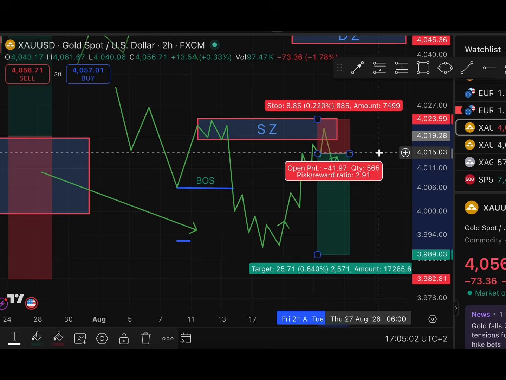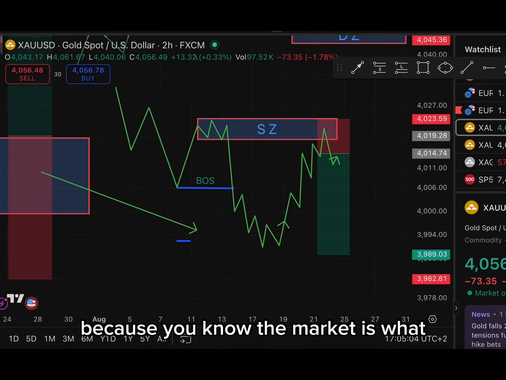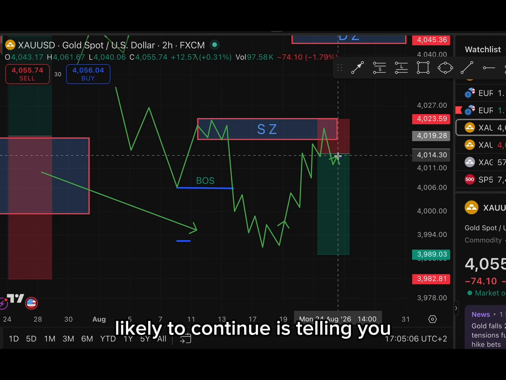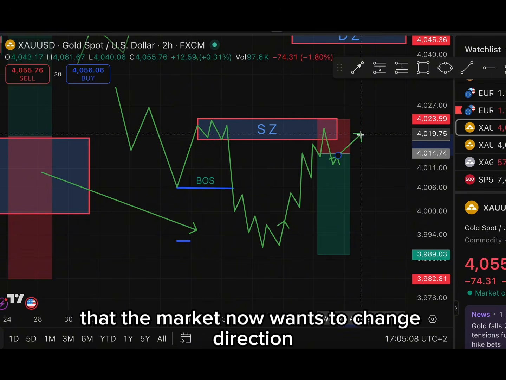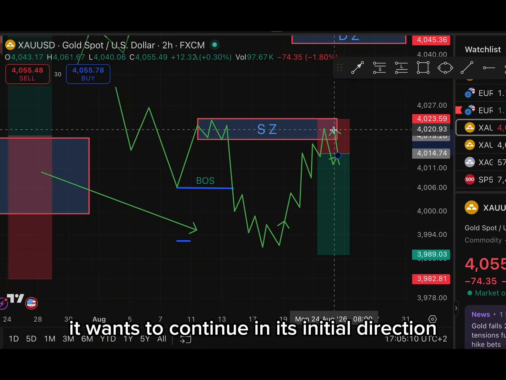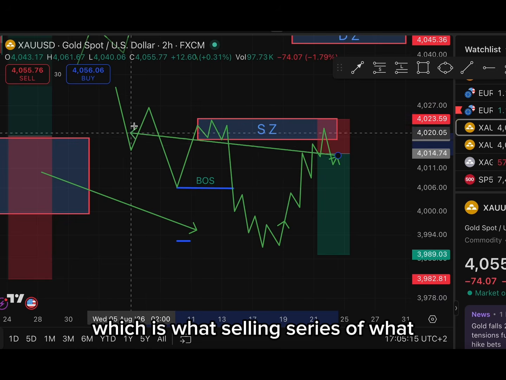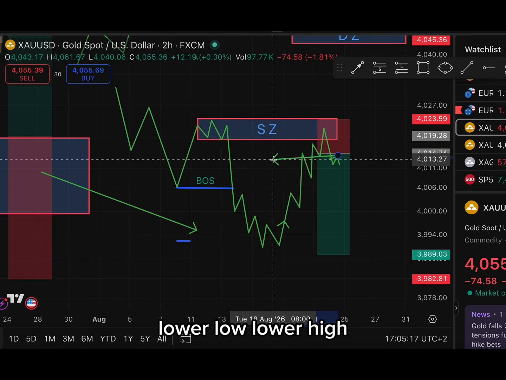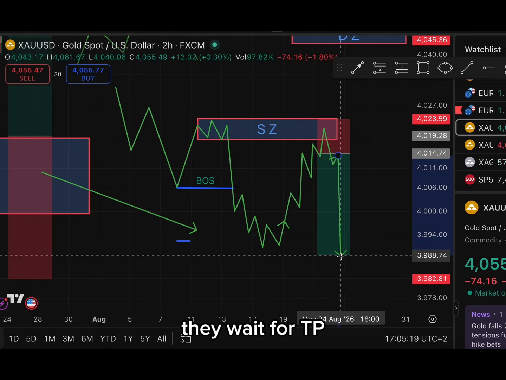because you know the market is likely to continue. It's telling you that the market now wants to continue in its initial direction, which is what? Selling. Series of what? Lower low, lower high. Then wait for TP.